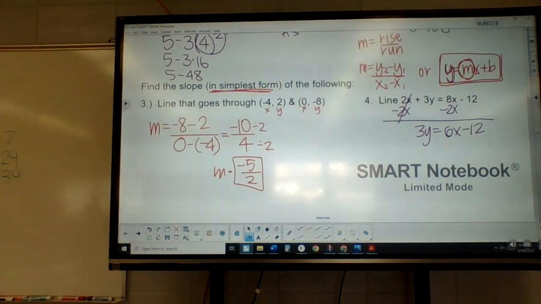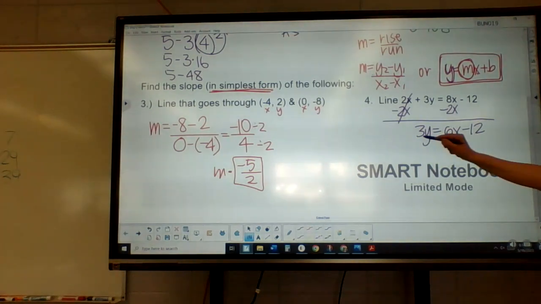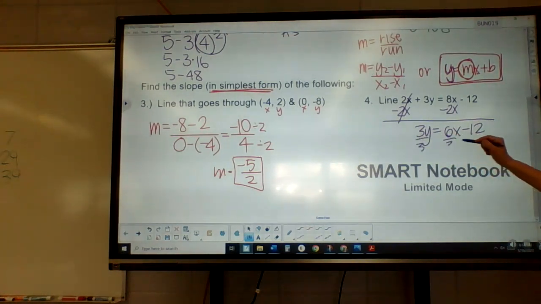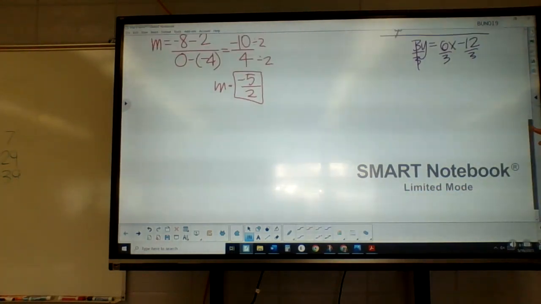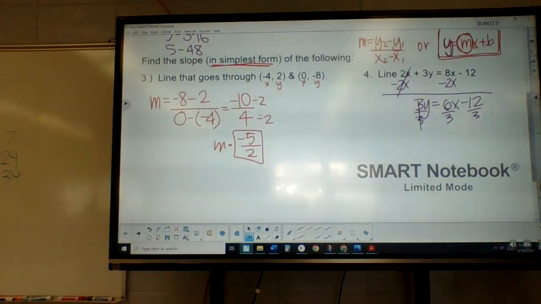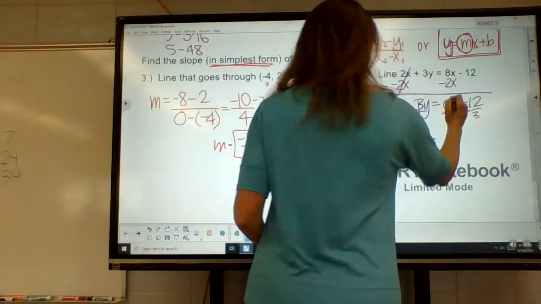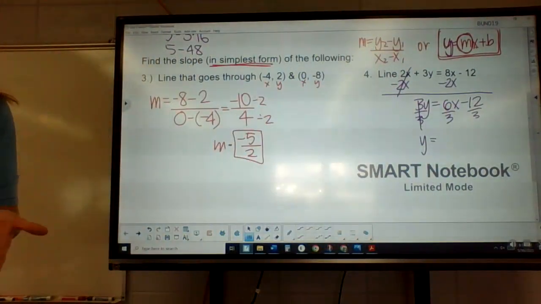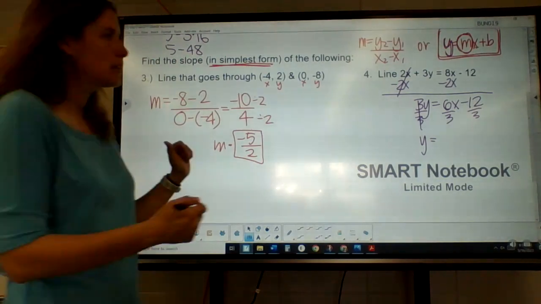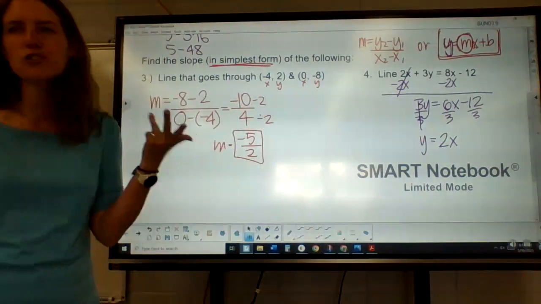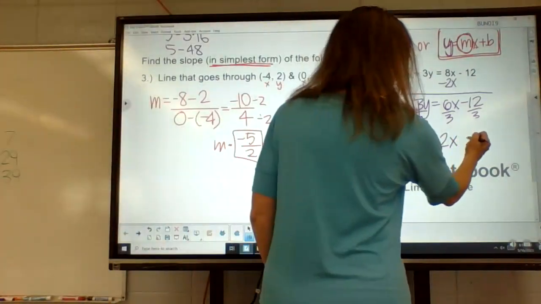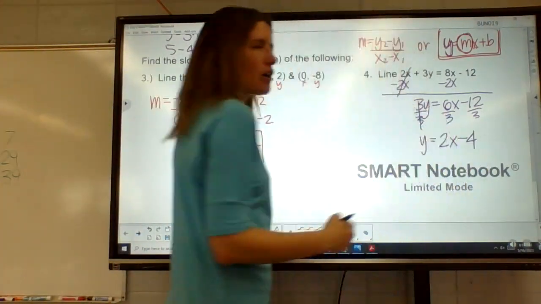Yeah, so now to get my y alone, we're just going to divide everything by 3. So I'm going to divide everything by 3, and again, I'm basically getting this into y equals mx plus b form. Now 6 over 3, I prefer that as simplified. 6 over 3 is just 2x, 2 over 1. And then negative 12 over 3, which really doesn't matter, is negative 4. So this is my equation.